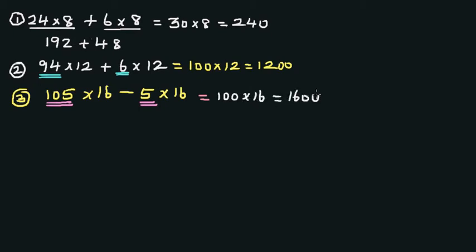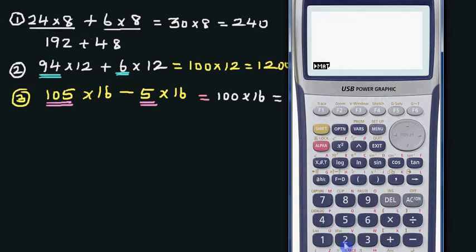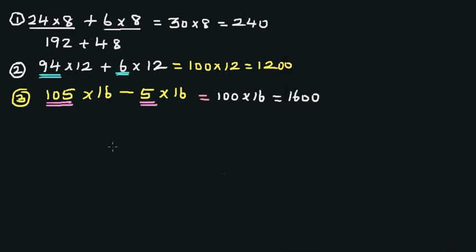This is where this knowledge would help you when you're doing algebraic expressions. Let's do it again: 105 times 16, take away 5 times 16 is 1600. Let's use this knowledge in simplifying, adding and subtracting algebraic expressions.